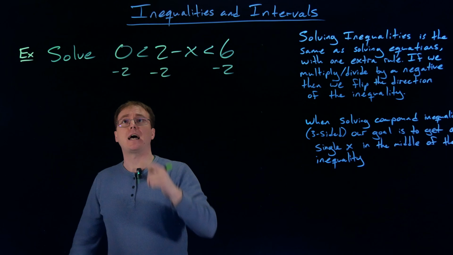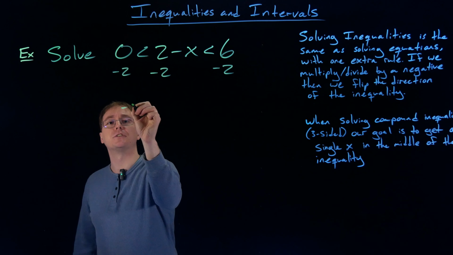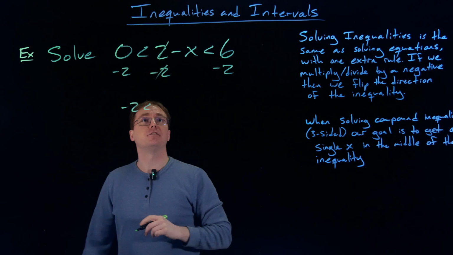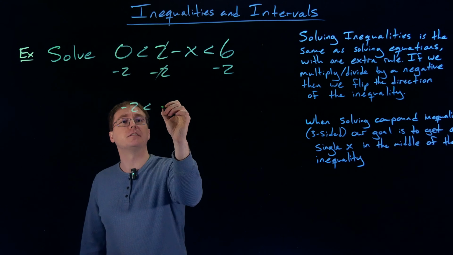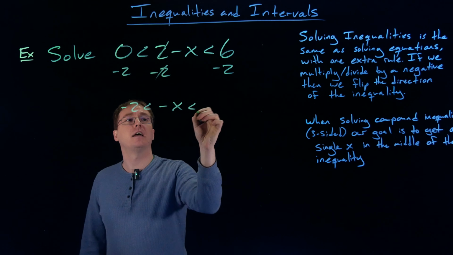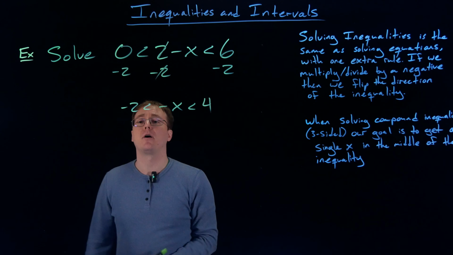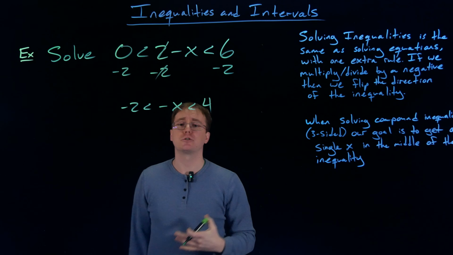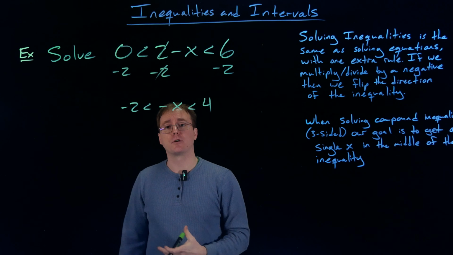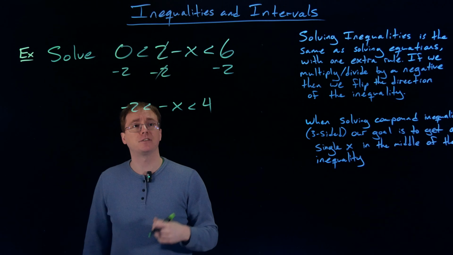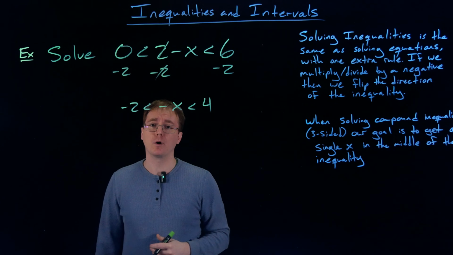The new left-hand side will be 0 minus 2, which is negative 2. That's going to be less than, well, the positive and negative 2 cancel out here. So negative 2 is less than negative x. And that's going to be less than the difference between 6 and positive 2, which is positive 4. So after subtracting 2 from all three sides of our starting inequality, we're now looking at negative 2 is less than negative x is less than positive 4.